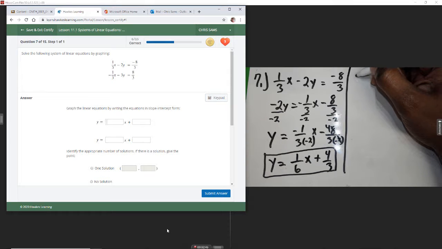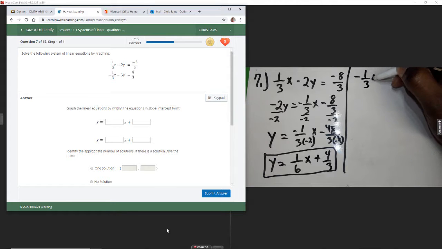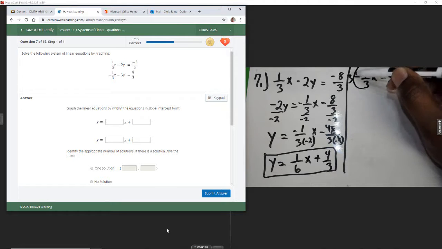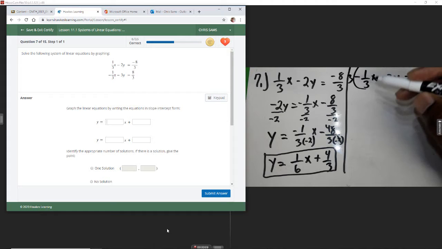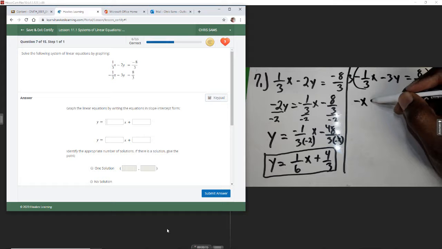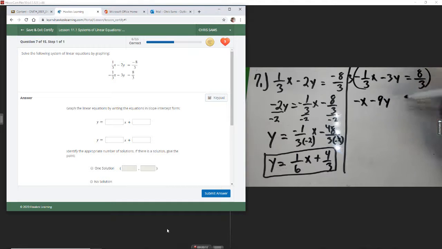So -1/3x minus 3y equals 8/3. Okay, so we have division by 3. I'm going to multiply everything by 3. So when I multiply by 3, it gets rid of division by 3. So that leaves me with a -x. Multiply by 3, that gives me a -9y equals, multiply by 3, gets rid of division, and leaves me with 8.